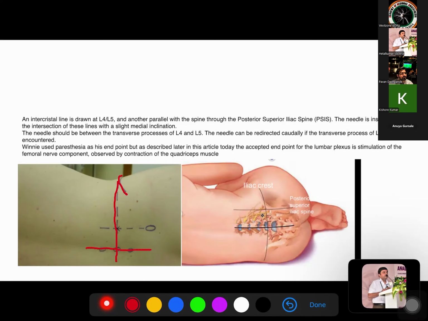From the midline, 4 cm lateral to the midline, we draw one more imaginary line joining the posterior superior iliac spine. The point of entry for the Winnie approach is this point of incision. Then the Capdevila approach is at the junction of the medial two-thirds and lateral one-third. This is the needle approach for the Capdevila approach.